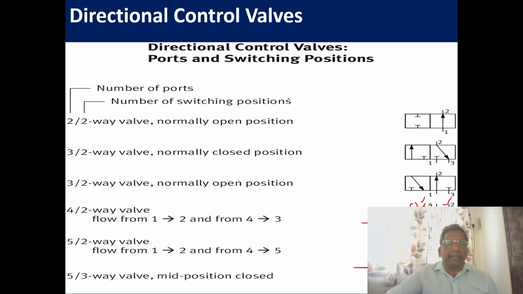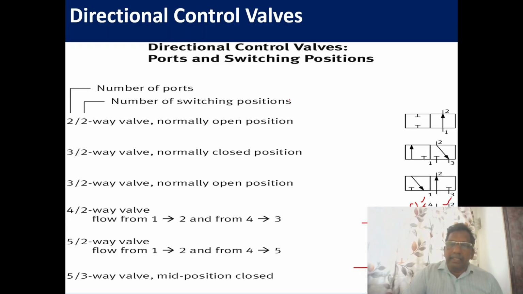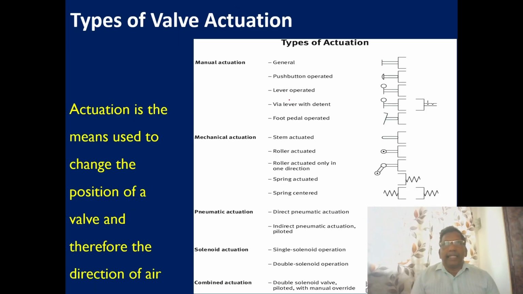So these are the different types of valves based on their ports and switching positions. We can classify the DCV as 2 by 2, 3 by 2, 4 by 2, 5 by 2, and 5 by 3 we are having. Okay. Then how are we activating these valves? We already discussed the different types of DCV. Now, how are we activating them?